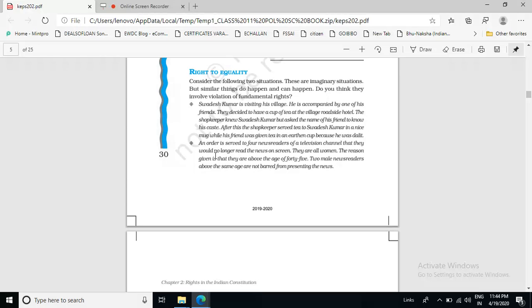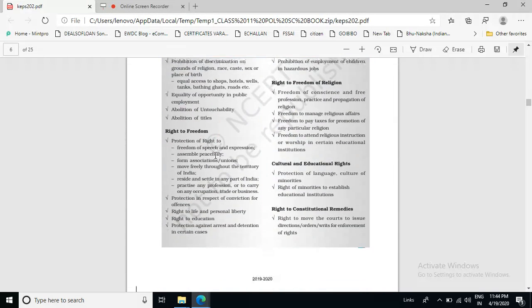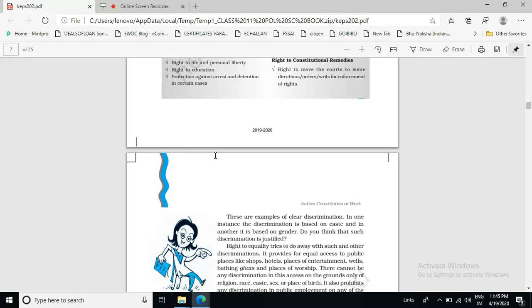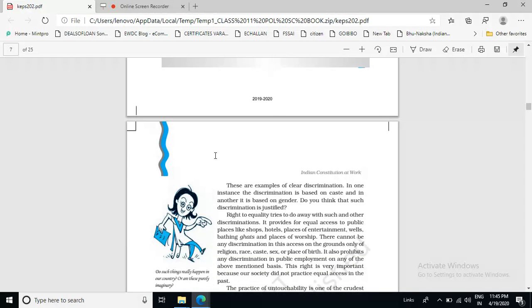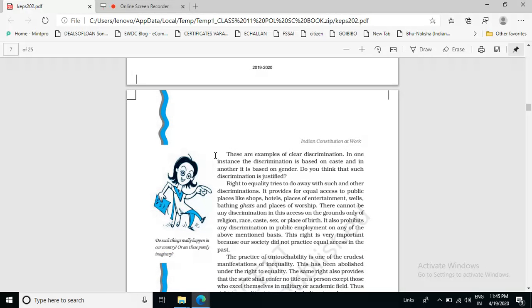So in this example, what we find is that discrimination is being done on the basis of gender. Only women news readers above the age of 45 are being stopped by the news channel from reading the news. Male members are not stopped. They are not barred from presenting the news. So this is discrimination on the basis of gender. And this type of situation is highly undesirable, especially for that group which suffers because of this discrimination.